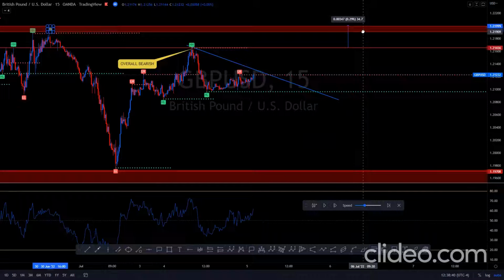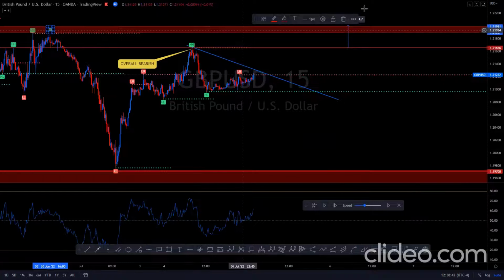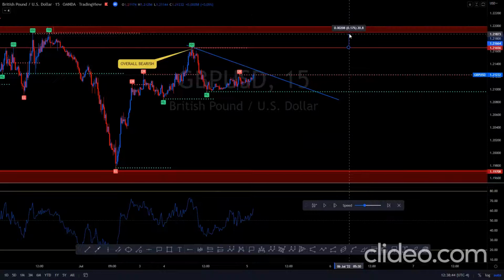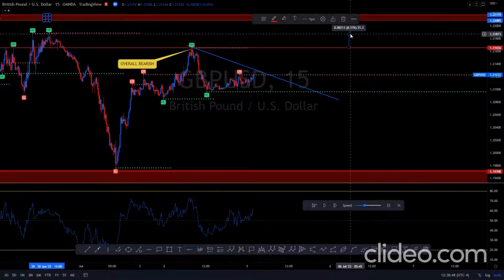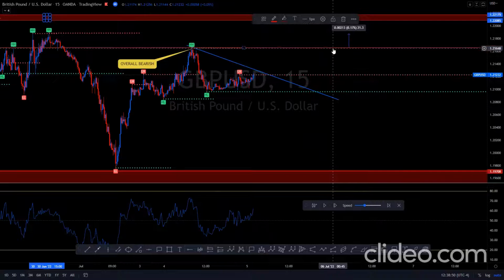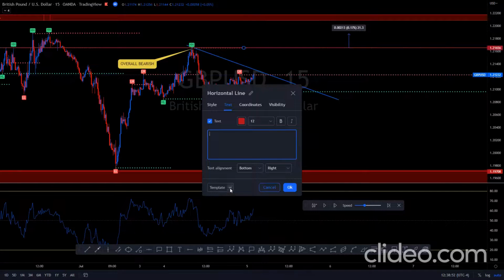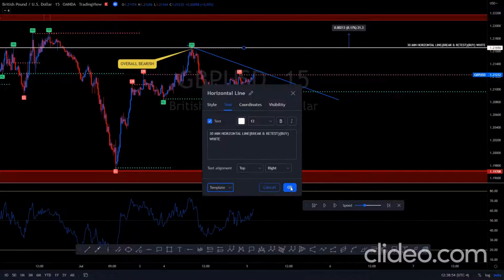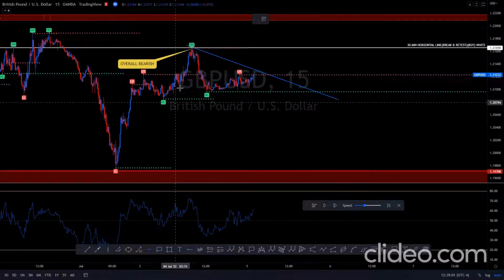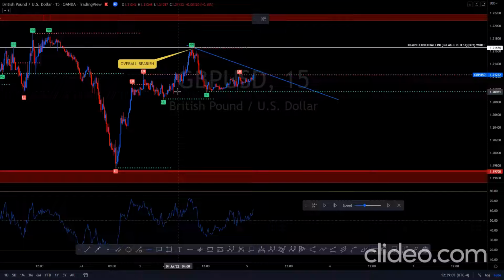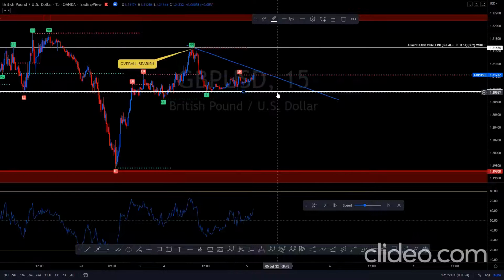So if it hit down to this point here, then I'll be trying to get at least 20 pips, but I'll probably move it up just a little bit more just in case the price goes that direction. So this will be my break and retest line for the buy. Point blank period. And then to sell, I would be looking for price to cross this area.